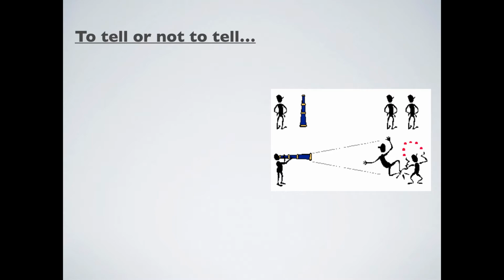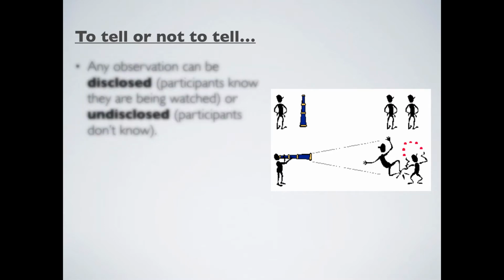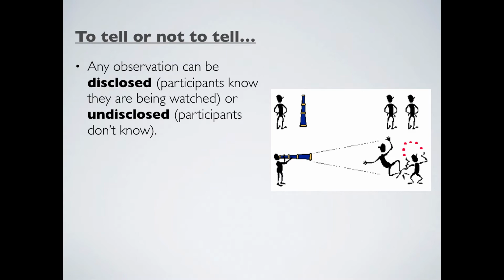The last thing we'll talk about in terms of observation is this issue of disclosure, to tell or not to tell. A psychologist has two options. Either they tell their participants that they're being watched, that they're part of an observation, or you don't tell them. Those are your two options. Now, there are pros and cons to doing both of these.